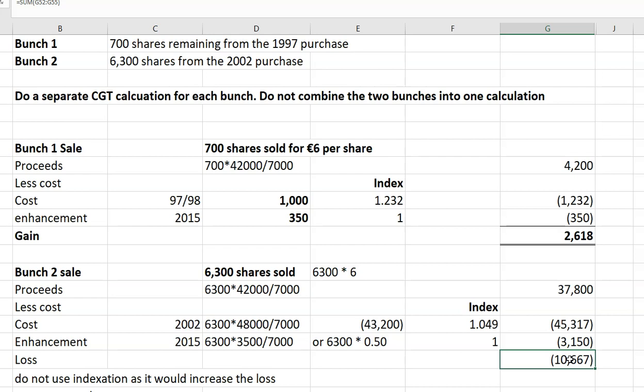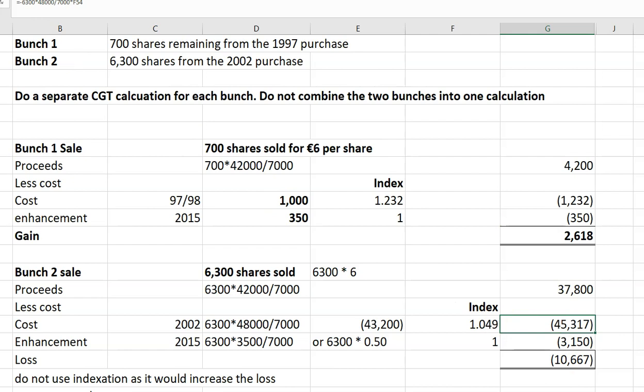So I just have to double check it without indexation, which is here. So I'm going to come back and not use multiply by the index factor. And we still have a loss of 8,000. So if I use indexation, the loss is 10,000 because it'll make the cost bigger.